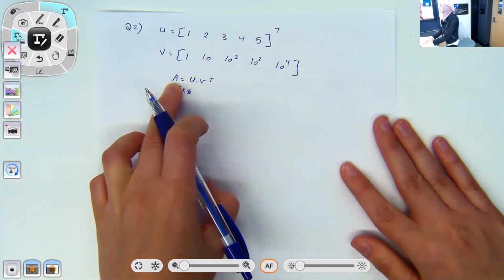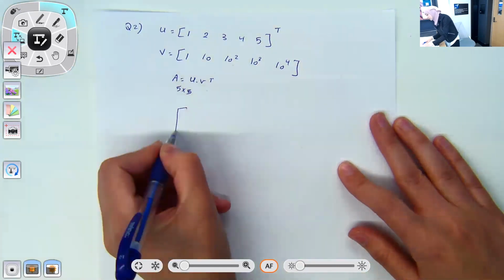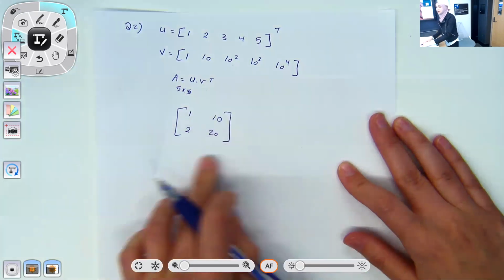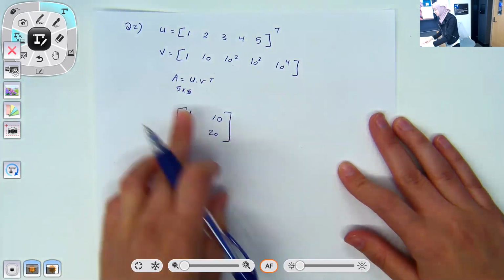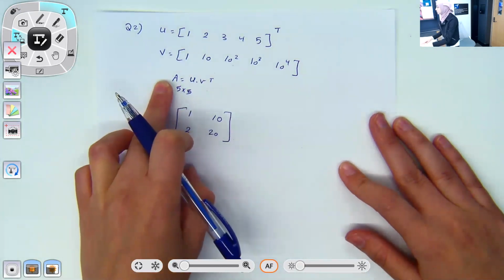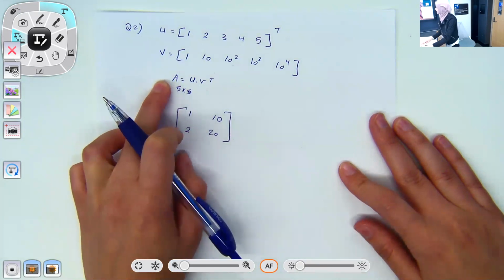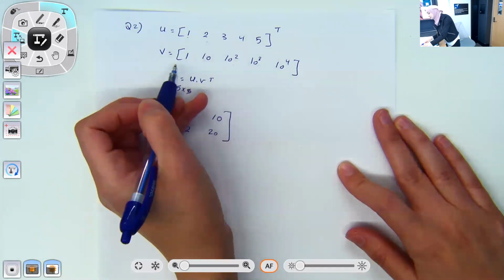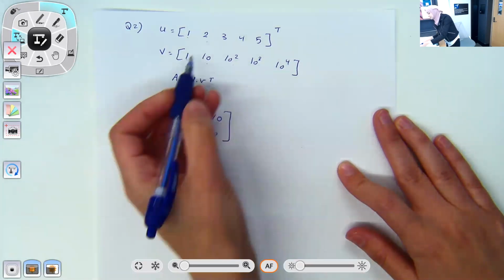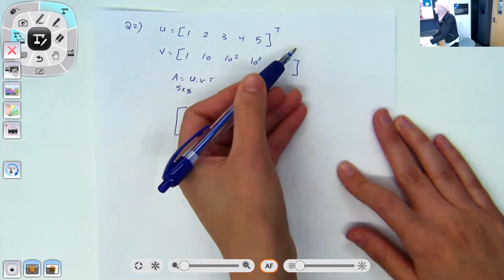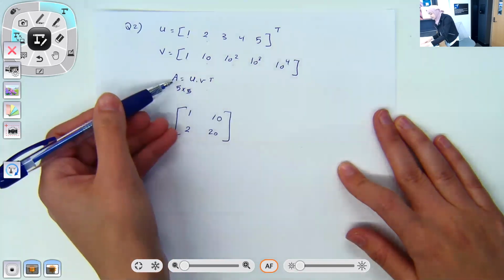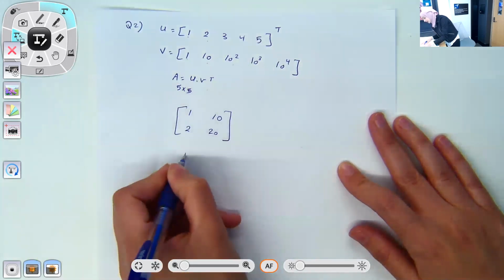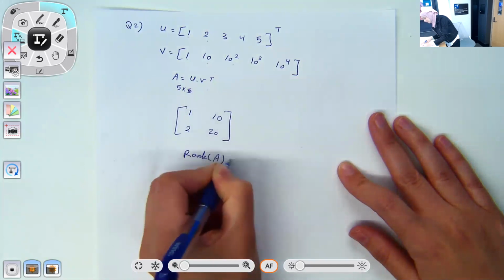If you remember from part A, when we had just 1 and 10, 2 and 20, we said that the rank of this matrix is 1. The same thing here. The rank of this matrix is also 1. So the rank of the matrix A is the same, because in part A we just had 1 and 2 and 1 and 10, but here we just put some numbers, and the rank of this matrix is the same. So the rank of matrix A equals 1.